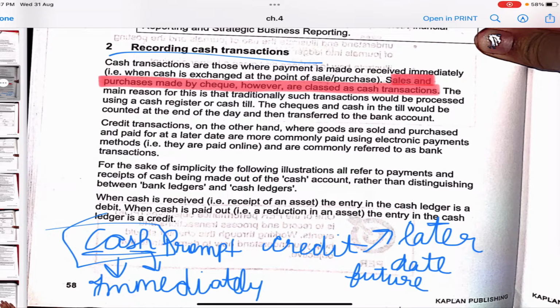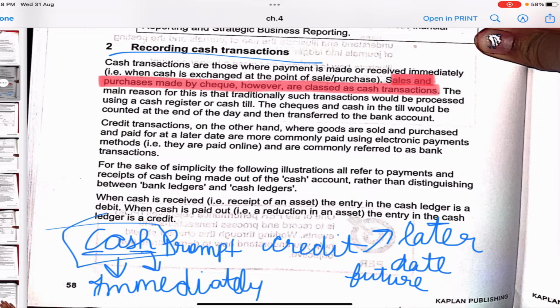The main reason for this is that traditionally such transactions would be processed using a cash register or cash till. So what is a cash till? In olden days, there used to be something called a cash till or a cash register. Whenever you used to get checks, they used to be encashed in the bank. Even though now almost everything is e-banking, this was the situation in the earlier days. The checks and cash in the till were counted at the end of the day and then transferred into the bank account.